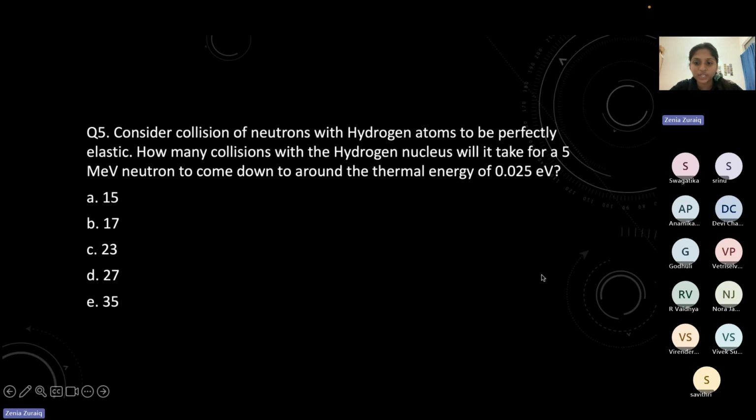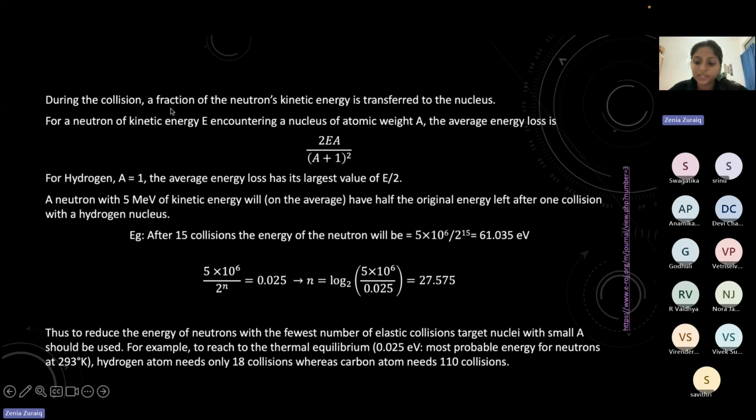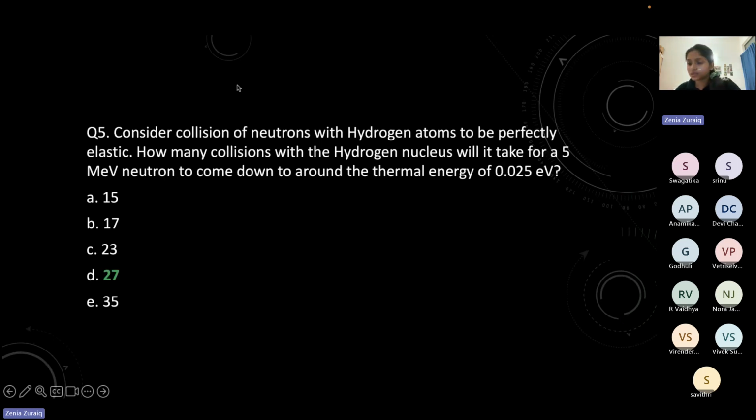Is anyone solving? I'll just go to the answer, because I also had to look up how to do it. So basically the answer is 27, and I will show you exactly how to do it. Even though it is an elastic interaction, and the total energy is conserved, there is still a transfer of energy from the neutron to the hydrogen atom, right? And that's how the neutrons are actually slowed down.